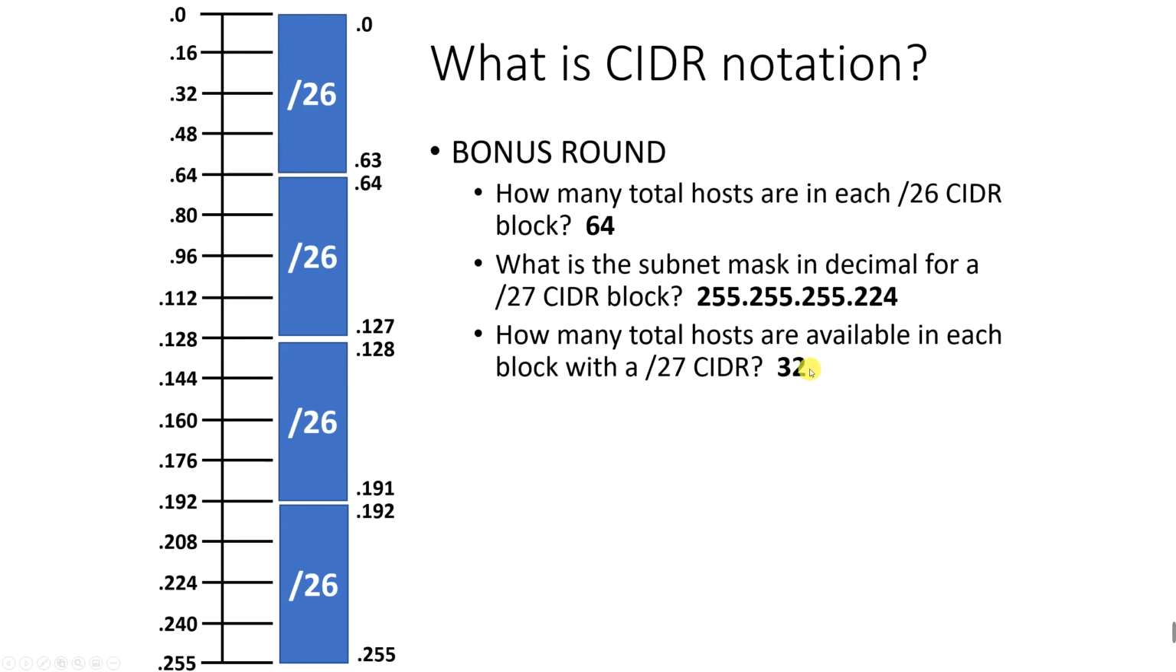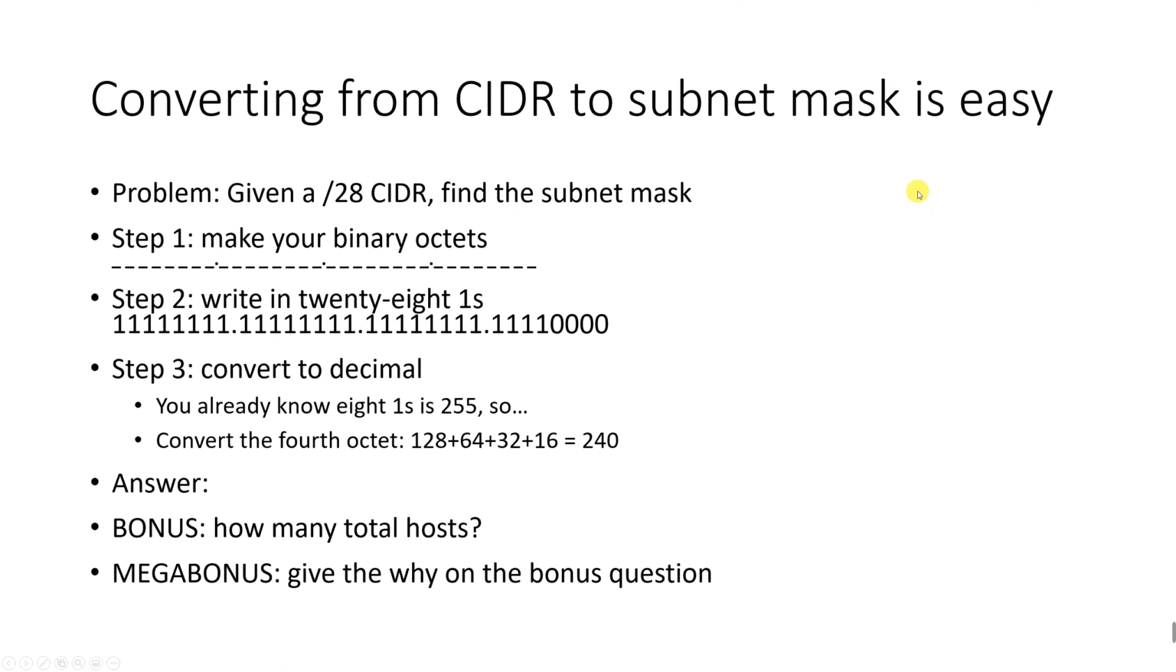Well, let's take a look at the answers. Turns out 32 total hosts in each subnet with a /27 CIDR. And again, take a look at this. 128 plus 64 plus 32 is 224. So the subnet mask for /27 is 255.255.255.224. And this first question was probably the easiest one. 0 to 63. 0 is inclusive and 63 is inclusive for a total of 64 hosts in each subnet with a /26 CIDR.